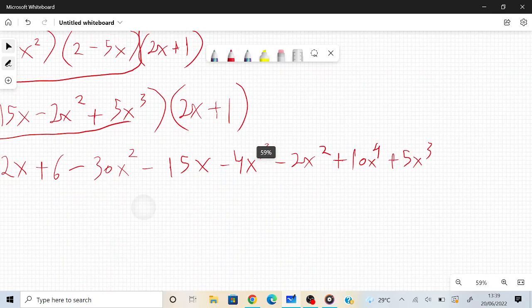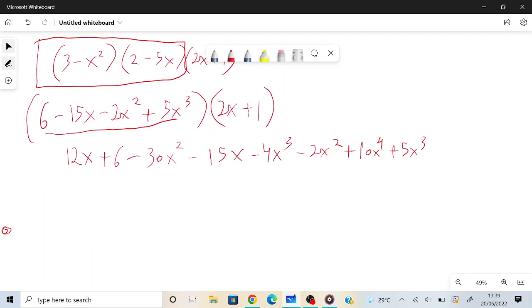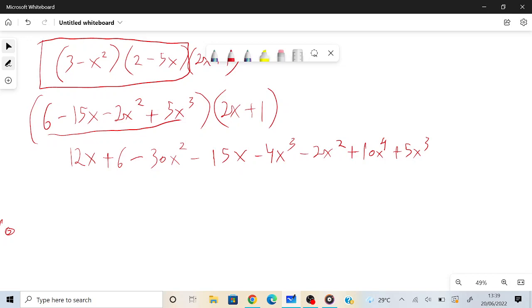Now as you can see, this is a bit long, and collecting like terms could be difficult because you could confuse something with something else, but let's make it easy. We know that there's only one term with the power of 4, so 10x to the power of 4 is automatically at the start.